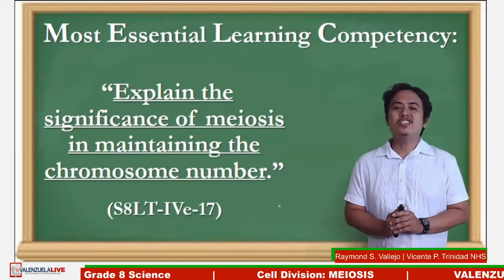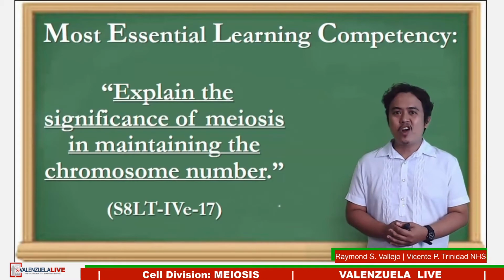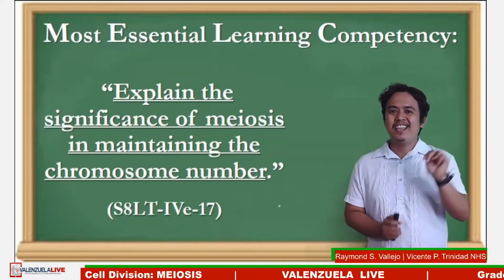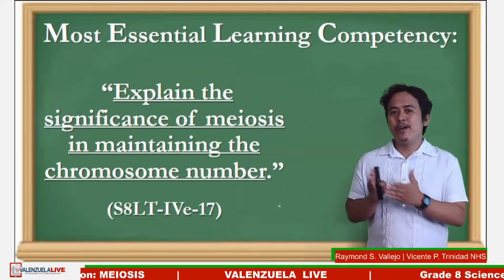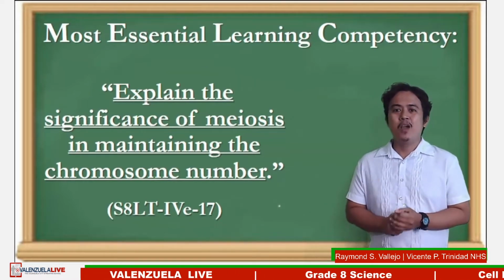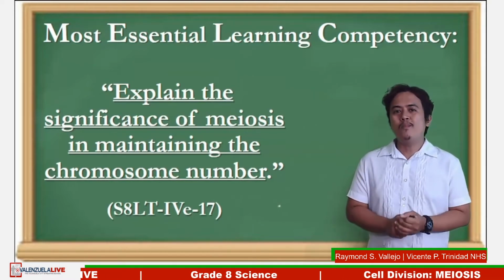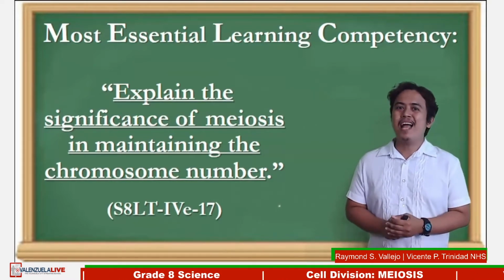First, we shall describe the significant events that occur in each stage of meiosis. Second, we shall differentiate spermatogenesis from oogenesis. Lastly, we shall explain the importance of maintaining the chromosome number of an organism.